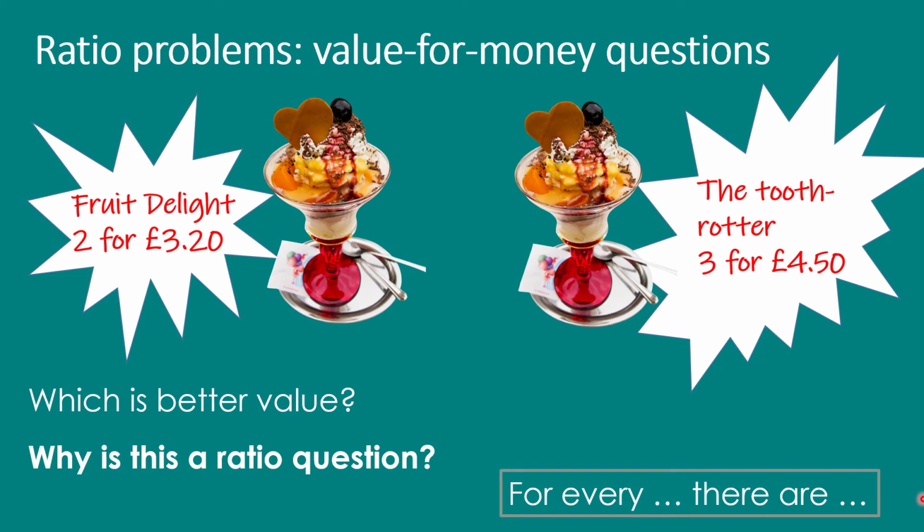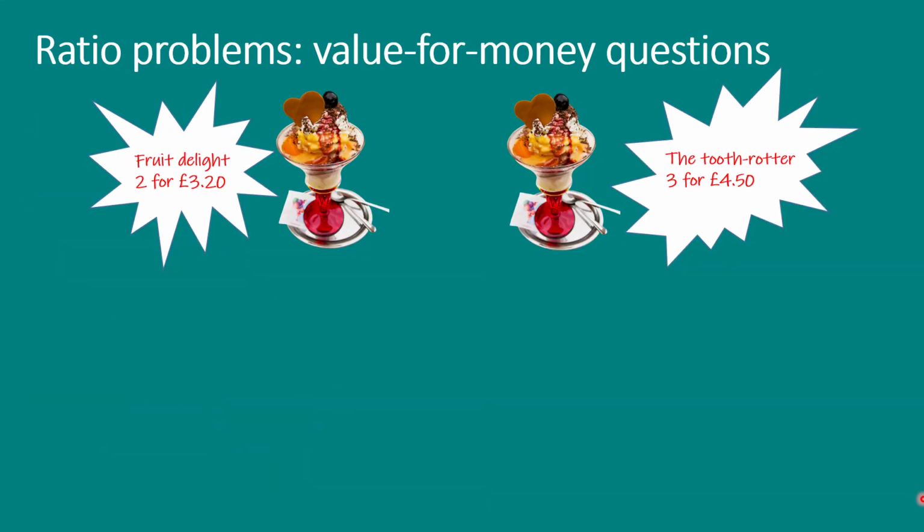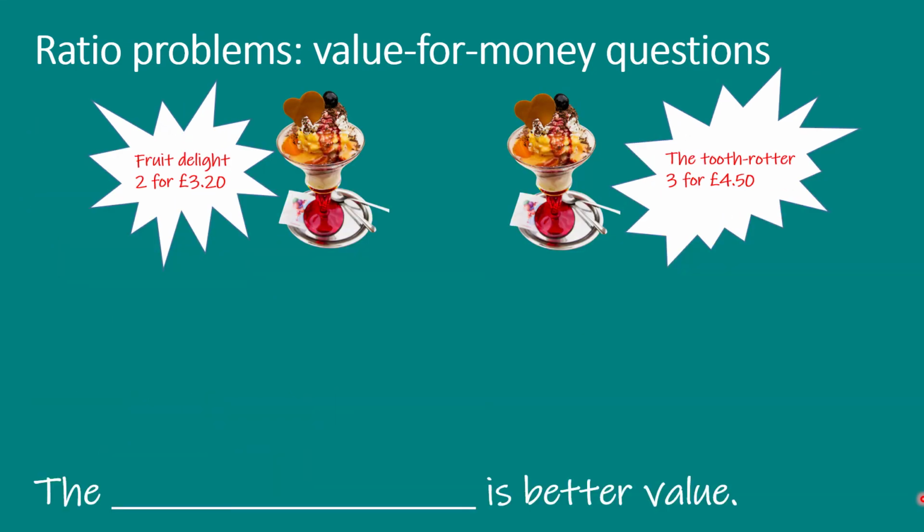So let's have a think here. Fruit Delight, Tooth Rotter, which offers better value for money? It's not which one would you buy, which one do you prefer? It's which is better value for money. So how would you think about that? How would you answer it? I'm going to show you my method now in a moment. Are you ready? So there's our answer ready. And I really, really, really recommend you always do this with a problem so you don't lose sight of what you're being asked to work out.